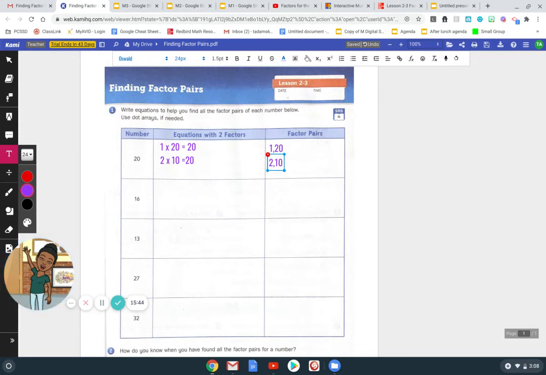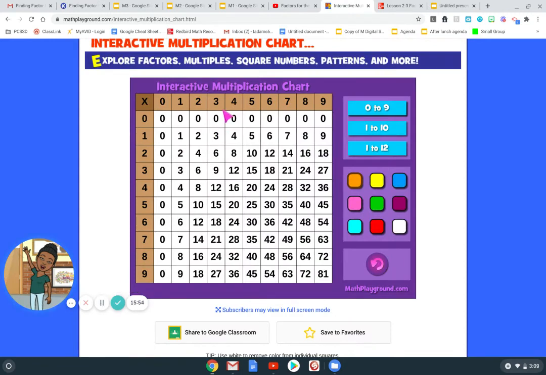Just thinking, 3 times a number, 3 times anything, is the answer 20? This time, let's go to our multiplication chart. When I look in the 3 column, I do not see 20. I see 21. That's close. So 3 is not a factor for 20. What about 4? I'm looking. Oh, there's 20. 4 times 5 equals 20.